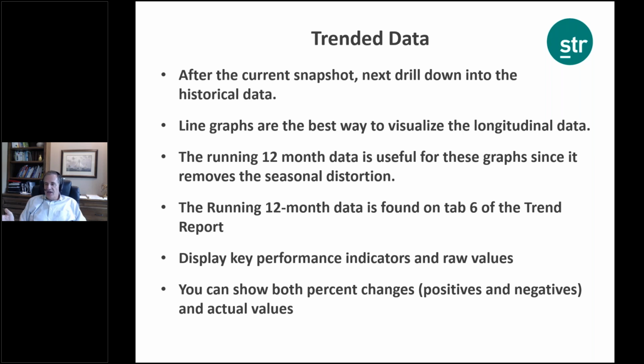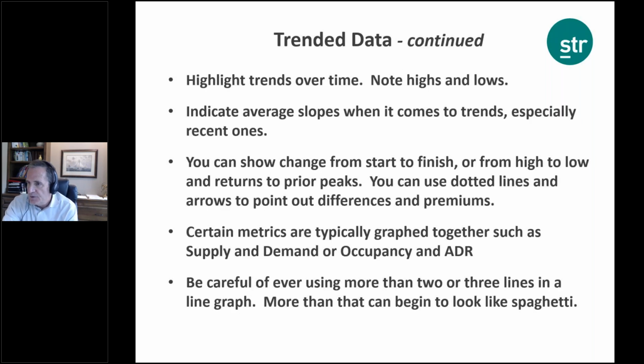Remember, the running 12-month data is found in tab 6 of the trend report. And for this, we're going to display key performance indicators and raw values. We're going to show percent changes, that'll go positive and negative, plus we will also show actual values. As we're graphing this data, we're going to highlight trends over time. We're going to note highs and lows. We're going to indicate average slopes, sharp slope, gradual slope. We're going to show changes from start to finish, or from highs to lows, returns to prior peaks. We can use dotted lines when we graph this data.